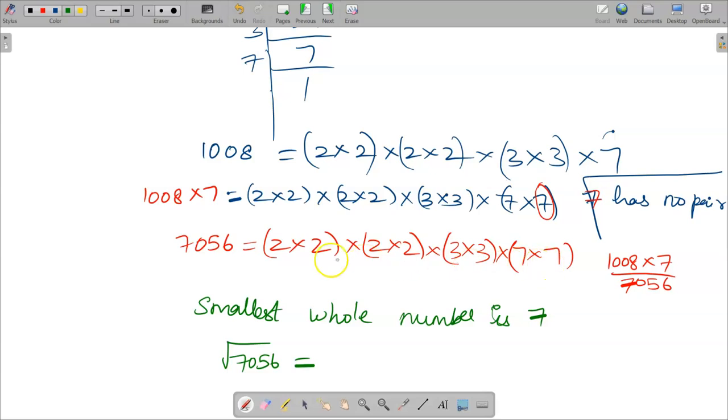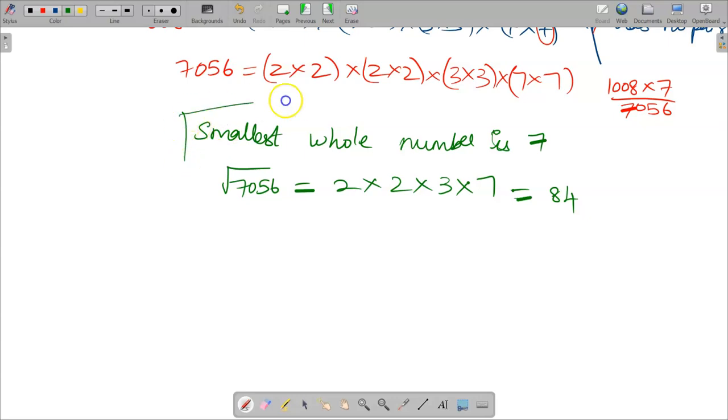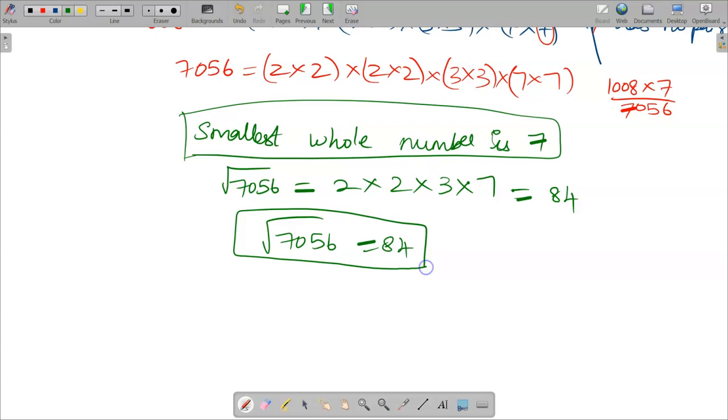Also we need to find the square root of 7056. From each pair I should take one value. So 2 here, 2 here, 3 here, and then 7 here. So 2 2s are 4, 4 3s are 12, 12 7s are 84. So the square root of 7056 is 84.